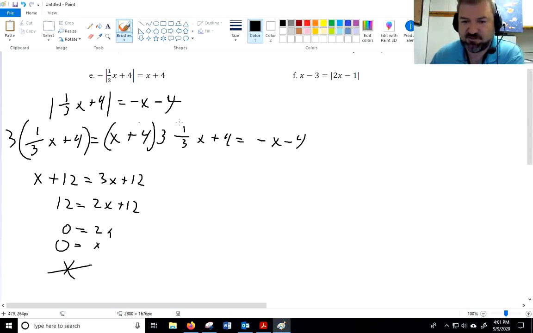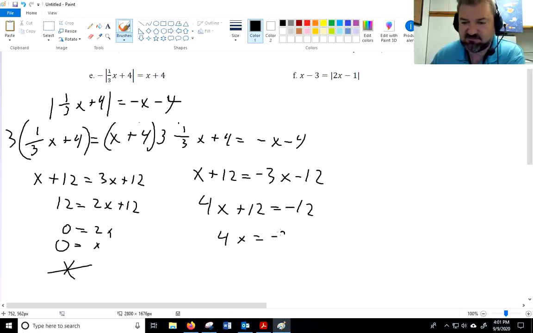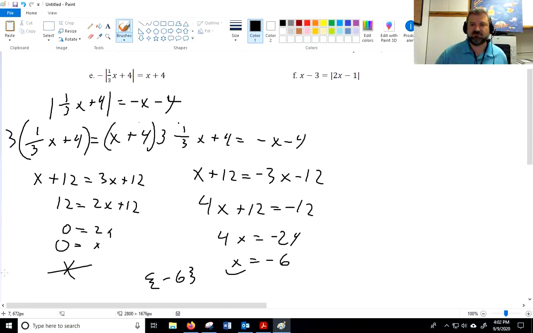Let's try this one over here. Multiply both sides by 3. Again, you're going to get x plus 12, and this time is a negative 3x minus 12. Add 3x to both sides to get 4x plus 12 equals negative 12. Subtract 12 from each side, I get a negative 24. So x equals a negative 6. I plug in a negative 6, I'll get a negative 2 plus 4 is 2. That makes that as negative is negative 2. And so that works. That one looks like it works. So negative 6 is correct.